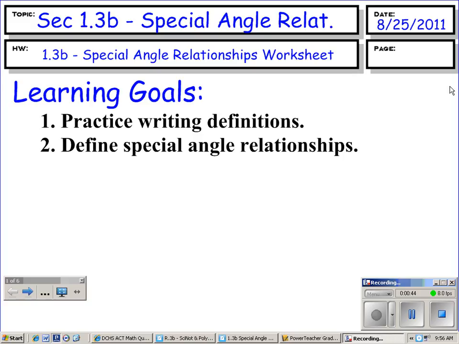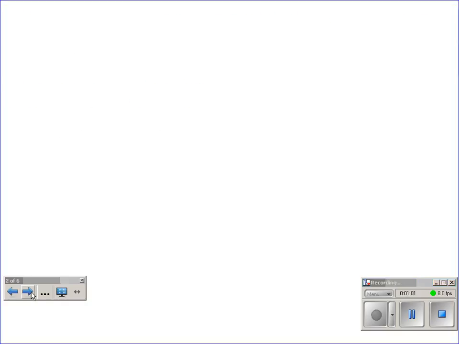Now these are always on the ACT. These are always on tests and quizzes. These are everywhere, okay? If you need to focus on words, these are the words to focus on, okay? Practice writing definitions. That's kind of a cop-out. Part 2, defining special angle relationships. That's going to be important. You're going to see these in just about every class you have.